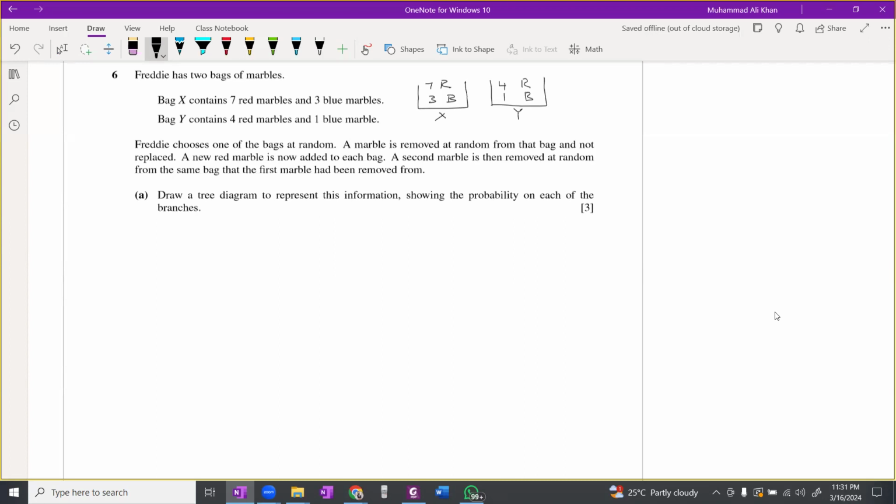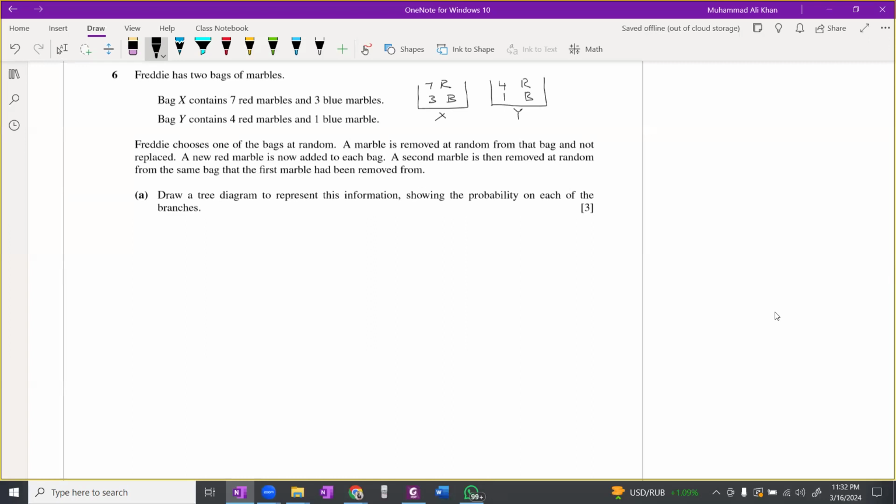A marble is removed at random from the bag and not replaced. A new red marble is now added to each bag. एक बार जब आपने एक मार्बल पिक कर लिया, उसके बाद a new red marble is now added to each bag. दोनों bags में एक और red marble add कर दिया गया. A second marble is then removed at random from the same bag that the first marble had been removed from. जिससे पहले एक मार्बल पिक किया था उसी से ही दूसरा मार्बल पिक करना है. Draw a tree diagram. We have to draw a tree diagram.